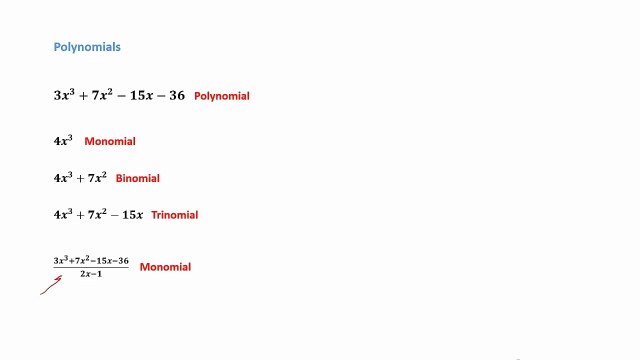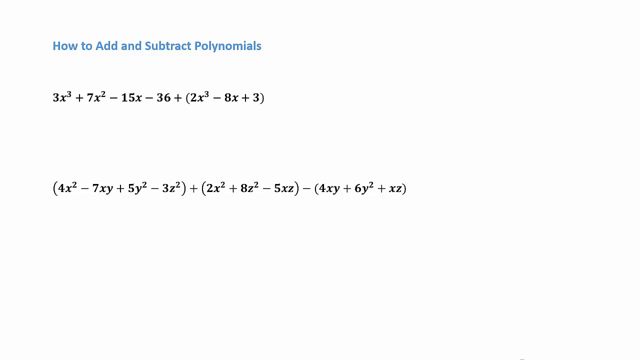If you see a rational expression like this with a big division sign here, a division line, you might think this has 1, 2, 3, 4 terms. It might be a polynomial. But because of the order of operations, this whole thing is considered a monomial, just one term. So let's now add and subtract polynomials.